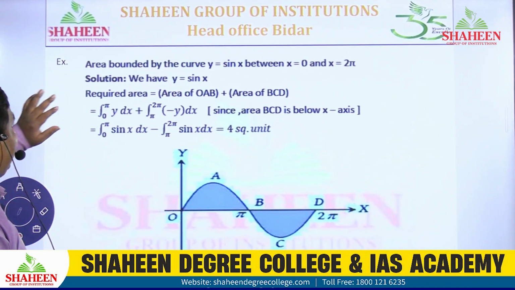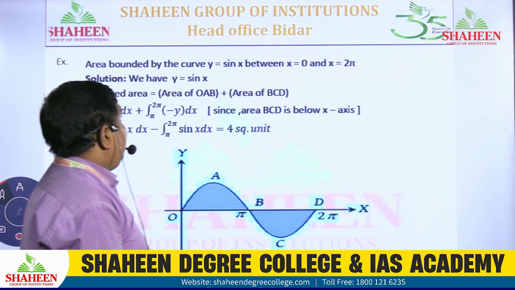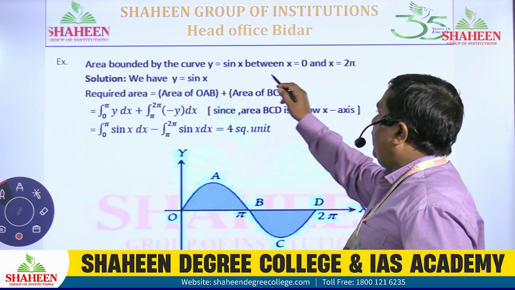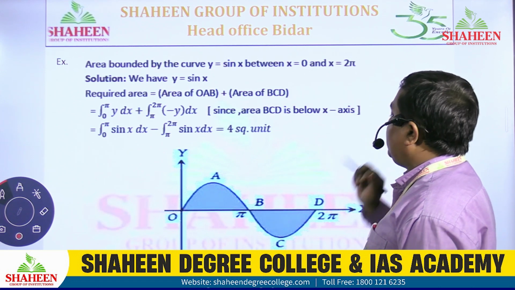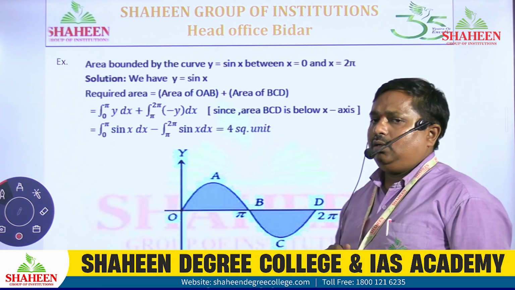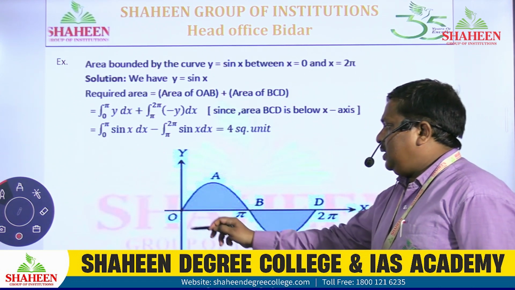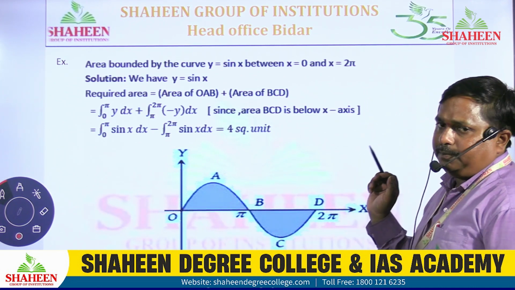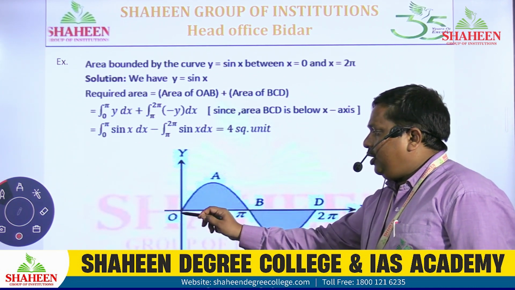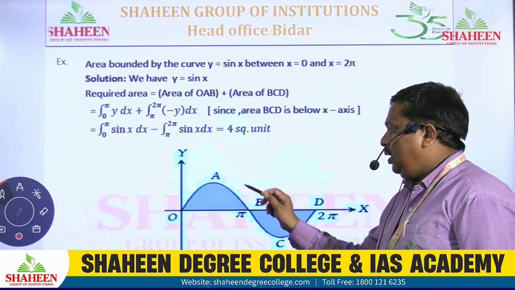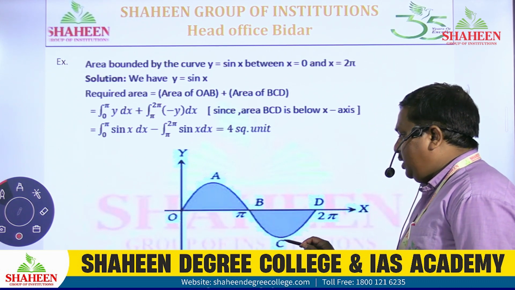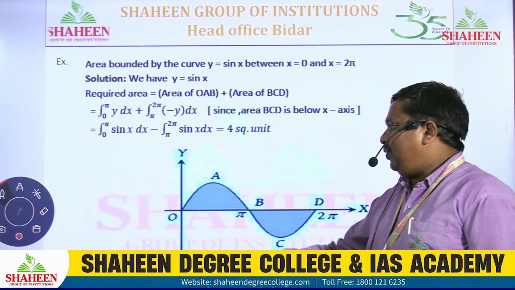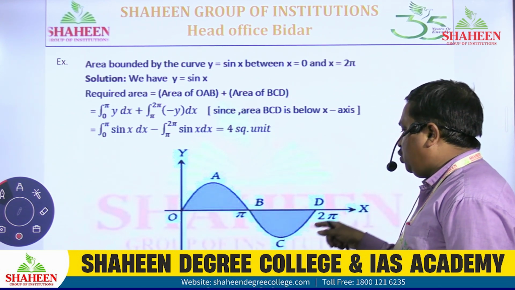Here, one example is given: the area bounded by the curve y equal to sin x between x equal to 0 and x equal to 2 pi. This is a sine curve from 0 degrees to 2 pi. Sine 0 degrees is 0, sine 90 degrees is 1, sine 180 degrees is 0, sine 270 is minus 1, and sine 2 pi value is 0. So we are finding the area from 0 to 2 pi.